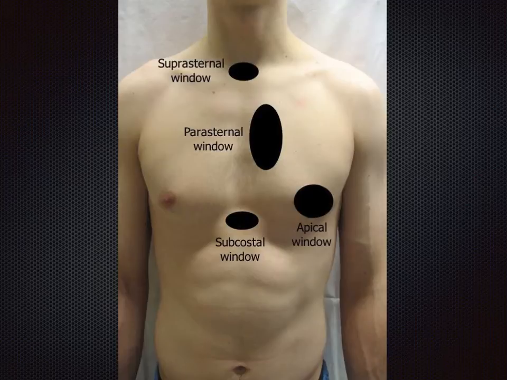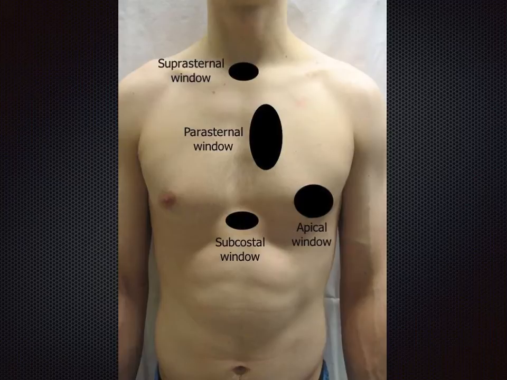So, as a favour to you all, I took a picture of my awesome athletic body, and I've mapped on it the typical windows. Now, we're not going to look at the suprasternal views today, but we're going to look at the parasternal windows, subcostal windows, and apical windows. And they all give you slightly different information. But the parasternal windows are taken to the left of the sternum. Subcostal is under the xiphoid process or xiphisternum, and the apical one is around where the apex beat is.